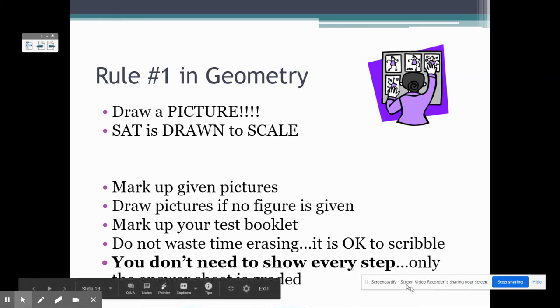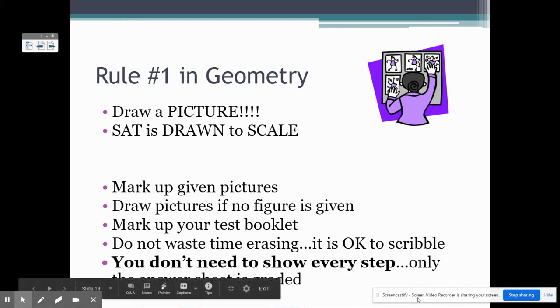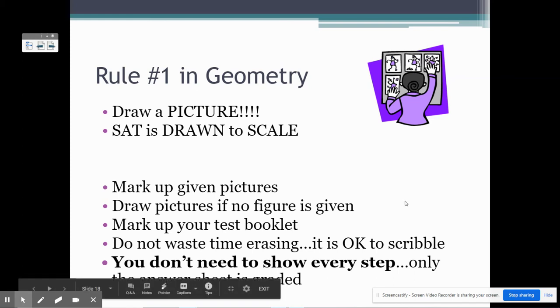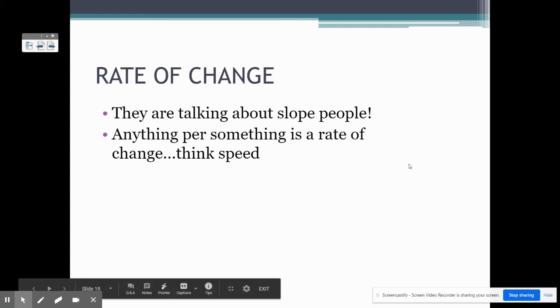You don't have to show every step. Some of you do. But if you are finishing a quadratic formula problem and you can solve the math in your head and just find the right answer, don't write x equals what the answer is and then do a little cloud bubble around it like you do on our tests. That's a waste of time. Those little microseconds add up. Does everybody understand? Only the answer sheet is graded. That's the only thing they look at.